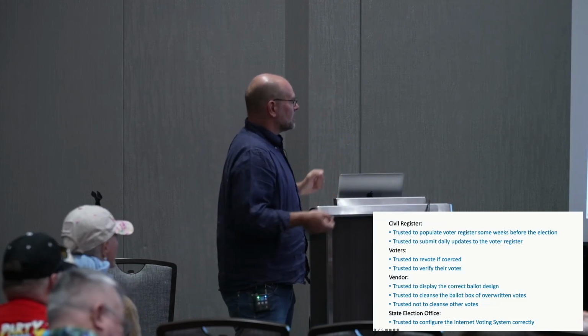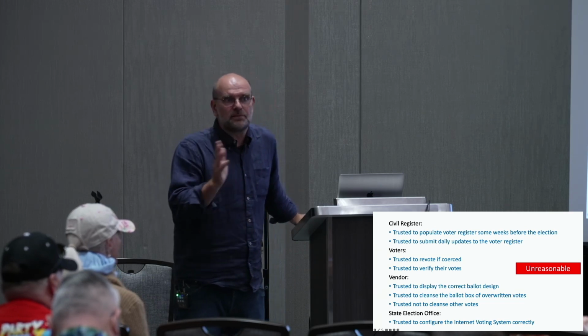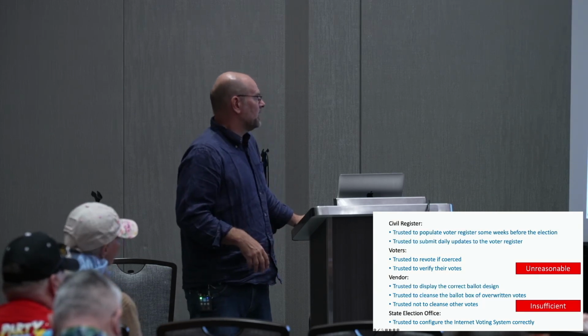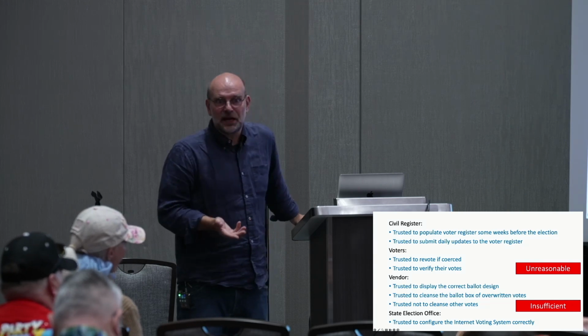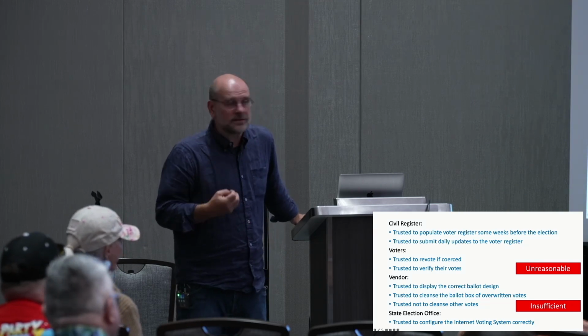So here's the question: if you can remove any kind of vote, you have to trust the people actually running this technology not to screw up. That is against verifiability, because how is that verifiable? The state election officer is trusted to configure the internet system correctly. This is unreasonable, because after many years, only a few percentage points of voters actually check their ballots online. Trust is insufficient; you have to do something else.